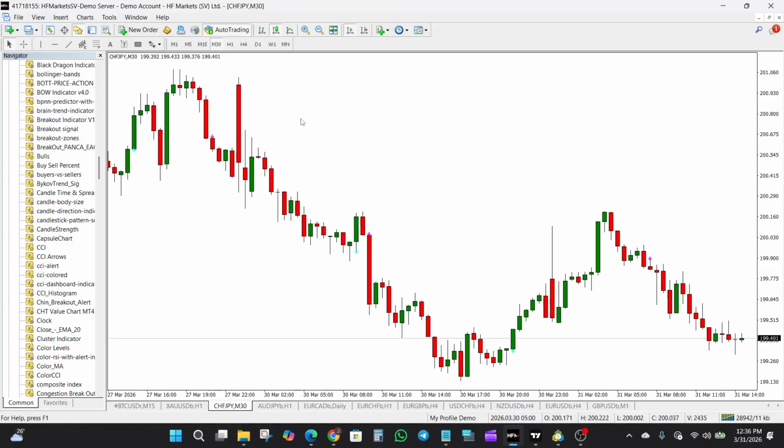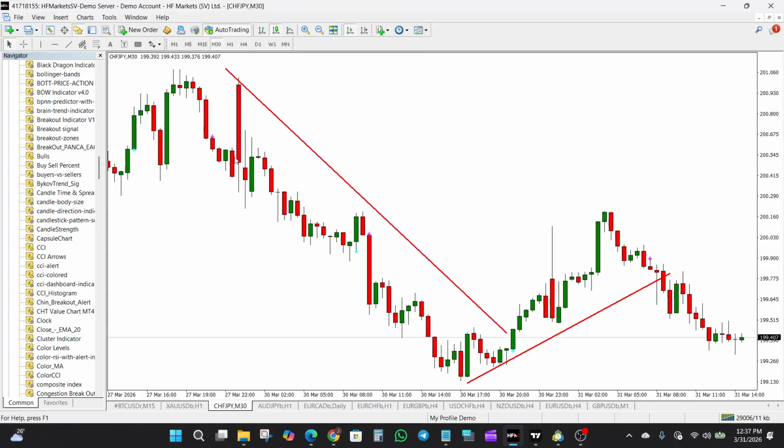However, I will always recommend that you take buy signals only in a bullish trend and take sell signals only in a bearish trend. Okay, it makes it safer, right? So when you are buying in a bullish trend and selling in a bearish trend, your chances of success are usually higher compared to when you are trading against the trend.